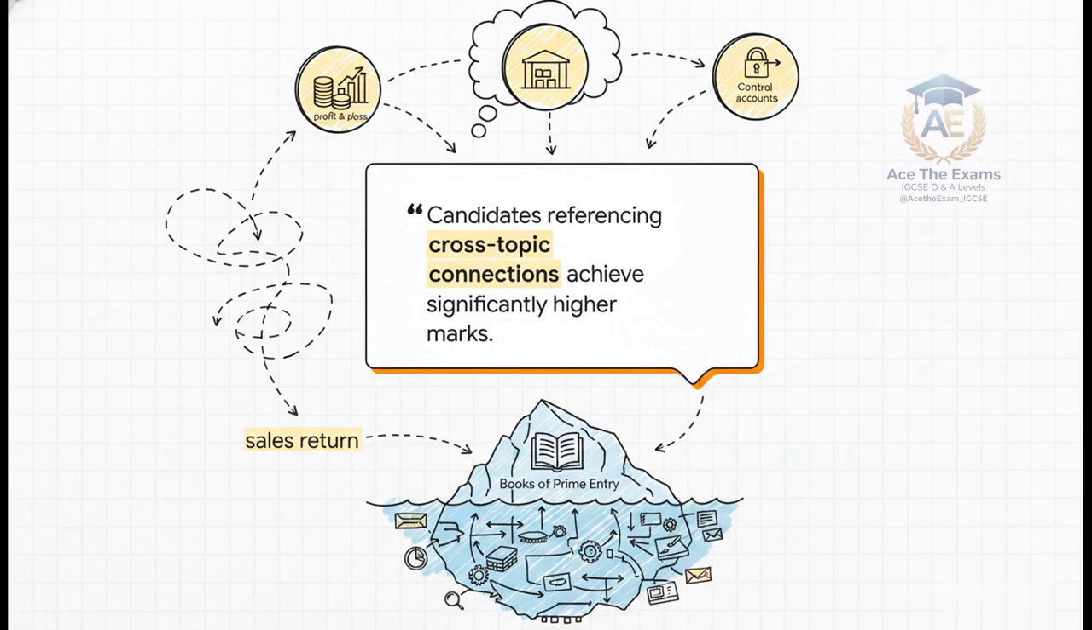How does it impact control accounts? How does it affect the final statement of profit or loss? How does it influence inventory valuation? Top candidates don't just see a single journal entry, they see the entire web of causal relationships. They are actively demonstrating high-level integrated syllabus knowledge. This is exactly how you unlock the top marking bands across all assessment objectives, or AOs. AO1 for knowledge, AO2 for application, and the holy grail AO3 for analysis and evaluation.